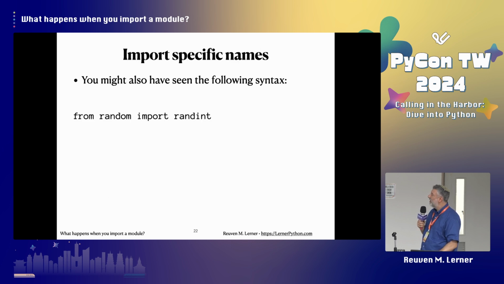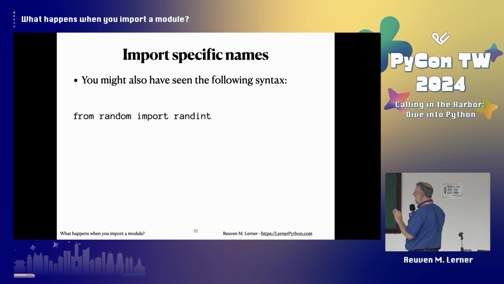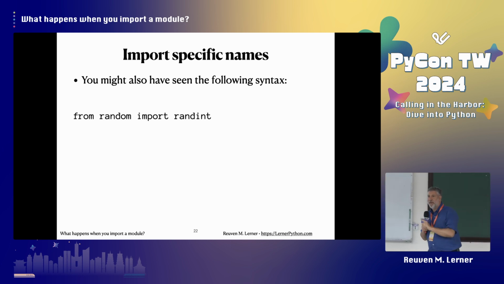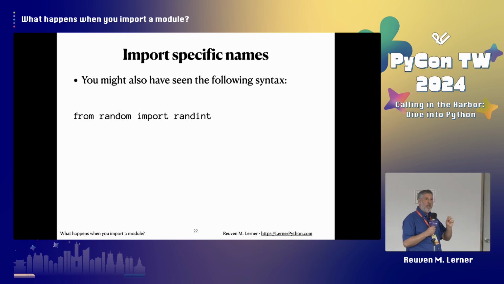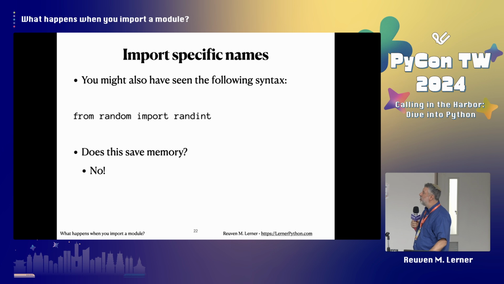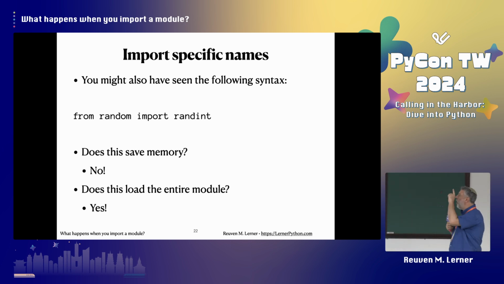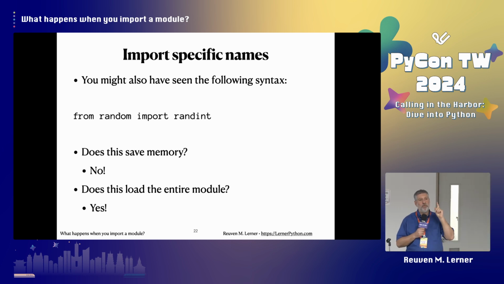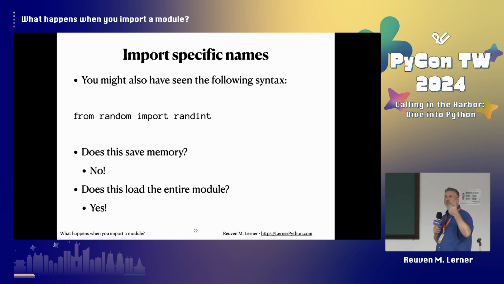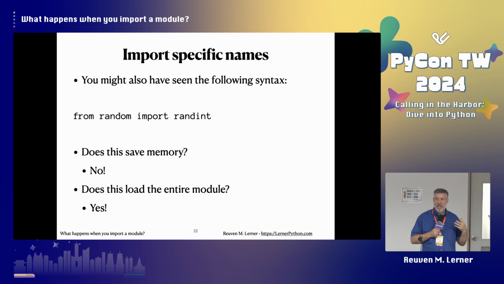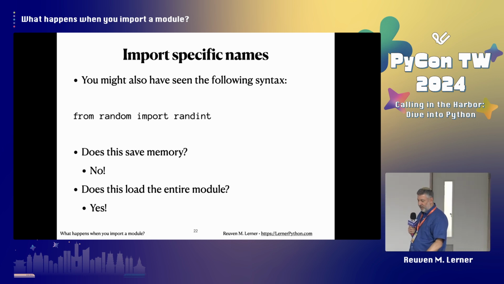You've probably seen this: from random import randint. I cannot tell you how many people think that this saves memory, because I'm only going to import one little part of a module. The answer is no, it does not save memory at all, because it loads the entire module into memory. The only thing that this does is change which global variable or variables are defined. In other words, when we use from import, it is still doing the first part of what I talked about: loading the module, if necessary, into sys.modules. It's the second part, the assigning of a variable, that is different.